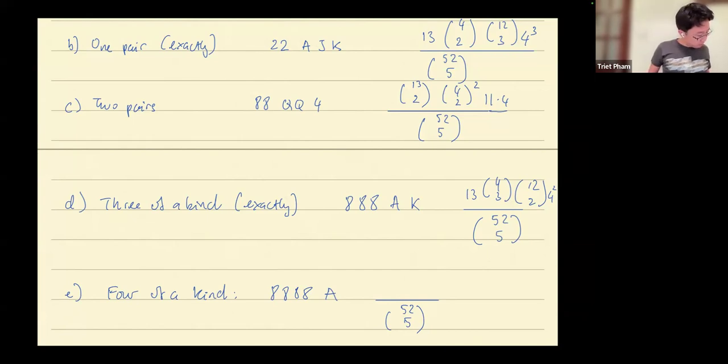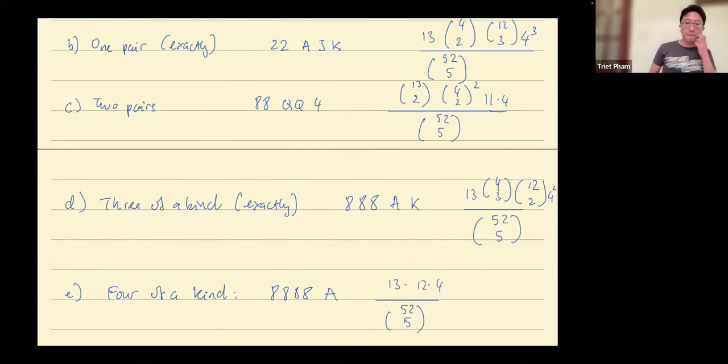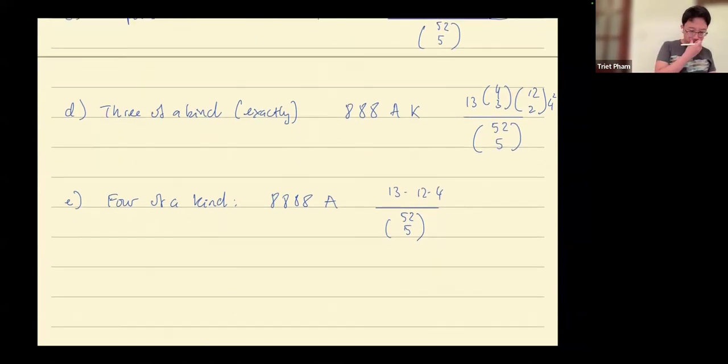How many ways? Something like 13 choose 1 times, I guess, 48 times 12 choose 4. That's correct. All right, we're good. So again, it's just an exercise in counting more or less.